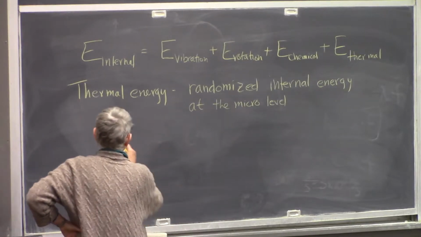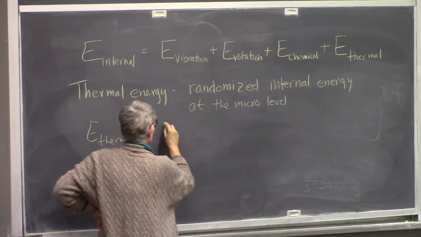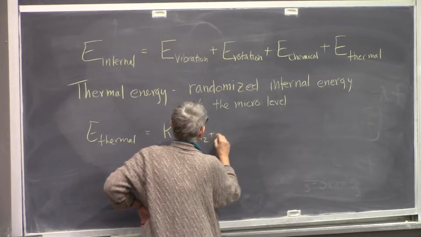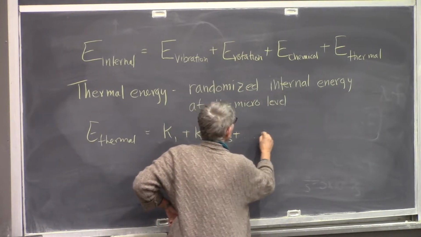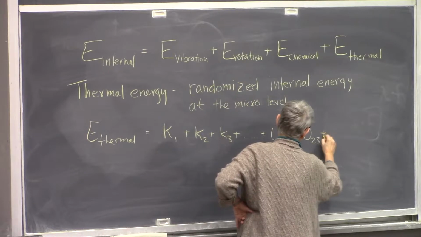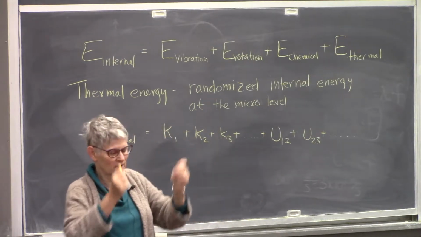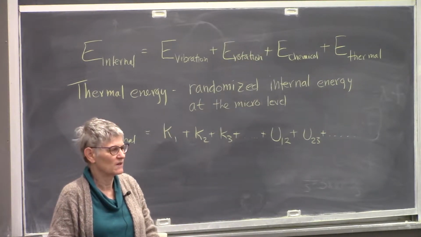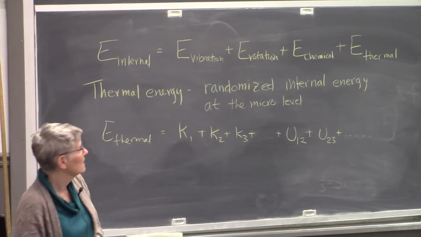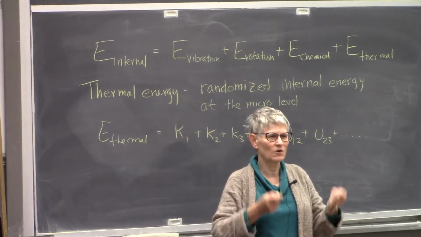And what is this thermal energy? Well, in this model, it's not particularly mysterious. It's the kinetic energy of atom 1 plus the kinetic energy of atom 2 plus the kinetic energy of atom 3 plus the potential energy of atoms 1 and 2 interacting plus the potential energy of atoms 2 and 3 interacting. And so if we could measure this for every single atom and every single bond at some instant, we would know the thermal energy, but that's a tough proposition. So we can use temperature as sort of a rough measure of thermal energy in an object.